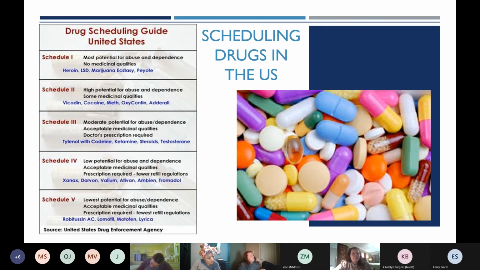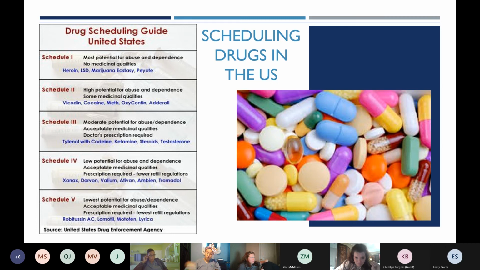Now you'll notice that Schedule 1 lists heroin, LSD, marijuana, all of those things. So the DEA also has a role in scheduling drugs. In Schedule 1, there's really not a lot of, if any, actual medicinal drugs. Those are usually the illegal ones, because they have an extreme risk for abuse and dependence, and there's really no medical or medicinal qualities to those things. So those schedules are assigned by the DEA.